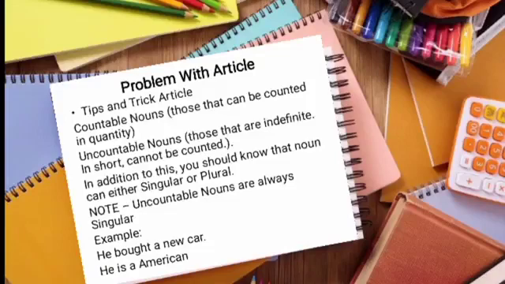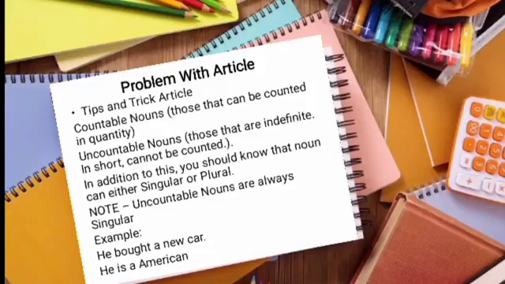Therefore, the article a is the most suitable. Okay, and the second example, he is a American. The article a or an? Yeah, that's right. The correct option is an, because American starts with a vowel sound. Therefore, the right article should be an.